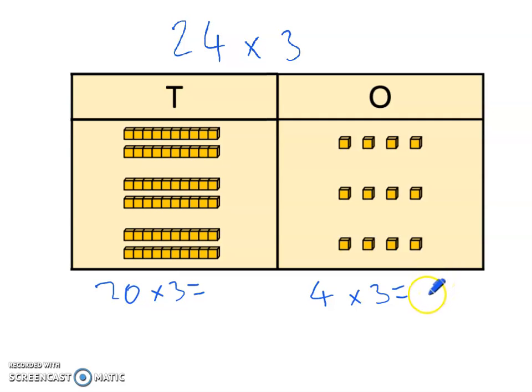So let's have a look at our ones. So 4 times 3 gives me an answer of 4, 8, 12. And 20 times 3 gives me 20, 40, and 60. So now I'm going to add these two numbers together, which is 60 plus 12. Now this is the reason why I start with the ones column, then the tens, then the hundreds, and so on as we move forward through working on larger numbers, and it's because of this regrouping method.